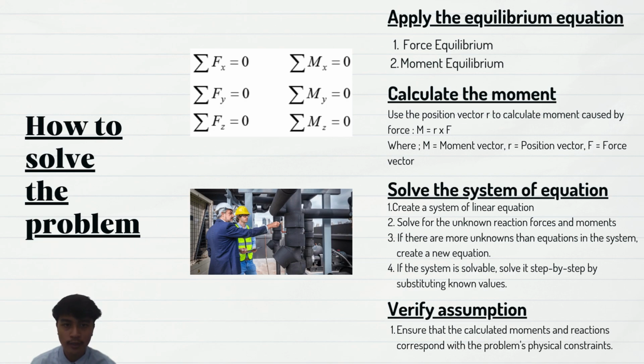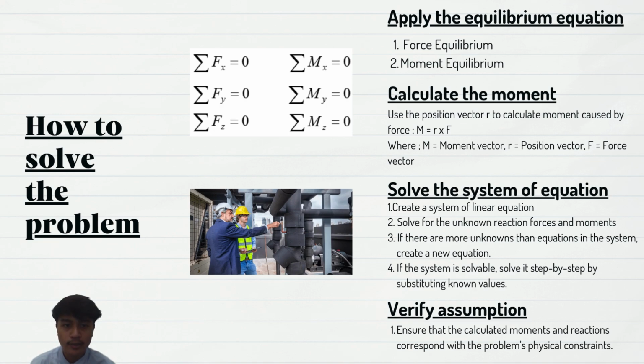Then we need to calculate the moment. Use the position vector r to calculate the moment caused by force, M equals r cross F, where M is the moment vector, r is the position vector, and F is the force vector. Okay, and then we solve the system of equations.